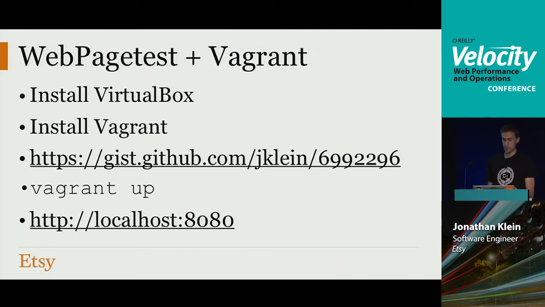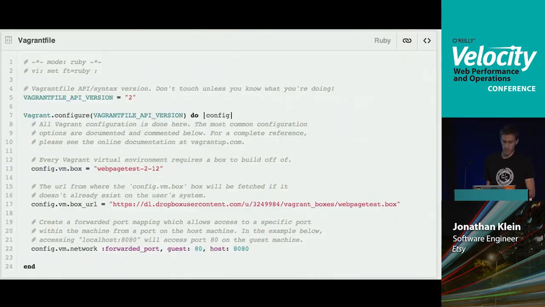But in this VirtualBox image, there are some test results. So you can go play around with the code and see how everything looks in real life. So what does this gist look like? It's actually extremely simple. It's basically the simplest possible Vagrant configuration. Most of this file is actually comments.